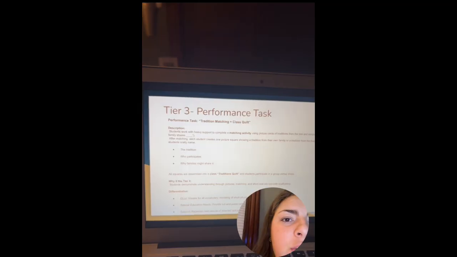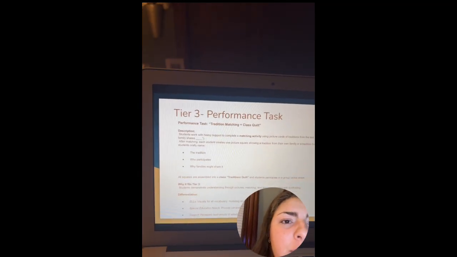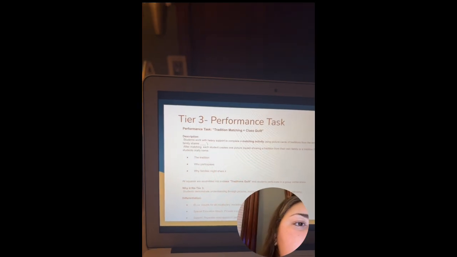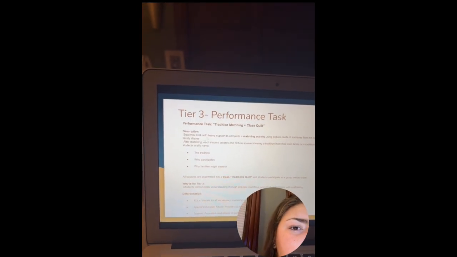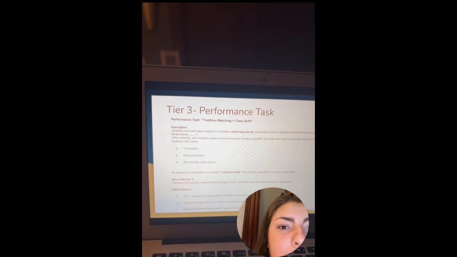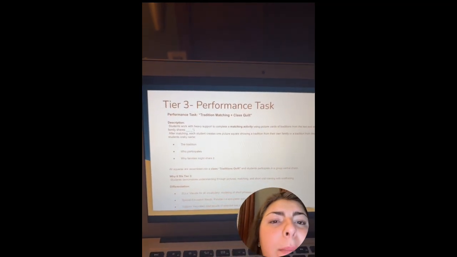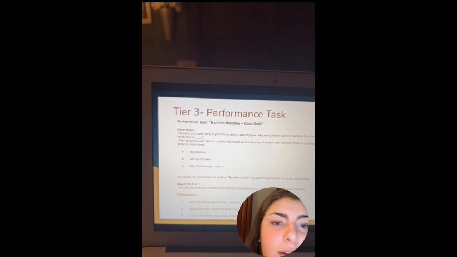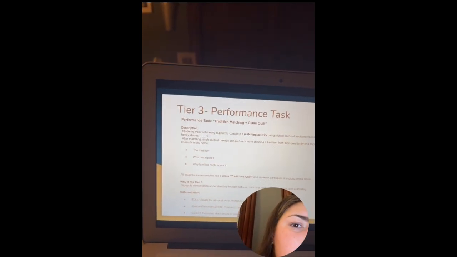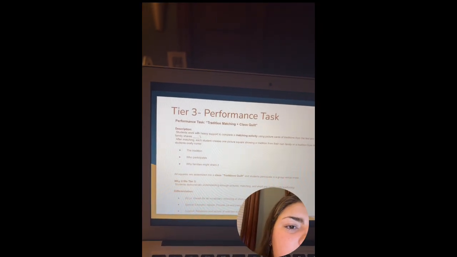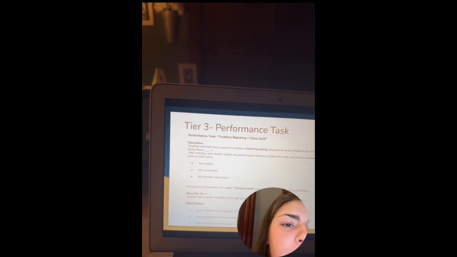After matching, each student creates one picture square showing a tradition from their own family or a tradition from the book. The teacher helps students orally name the tradition, who participates, and why families might share. So this is kind of the lowest level, but it could be good too because they might thoroughly understand it and learn more about traditions. All squares are assembled into a class Traditions Quilt, and students participate in a group verbal share.